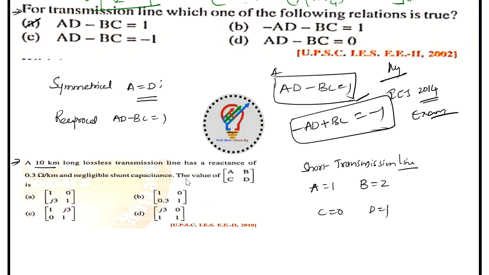Now how to find this? The value they gave is the reactance, 0.3 ohms per kilometer, so they gave the B value. B is 0.3 ohms per kilometer and the length of the line is 10, so 0.3 into 10 is nothing but 3 ohms. Not per kilometer, 3 ohms. So the B value is 3 ohms. A value is 1, B value is j into 3, C is 0, D is 1. So C is the right answer for this question.